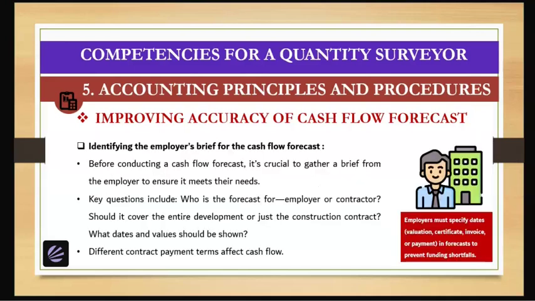Next, identifying the employer's brief for the cash flow forecast. Before conducting a cash flow forecast, it is crucial to gather a brief from the employer to ensure it meets their needs. Key questions include: who is the forecast for, employer or contractor? Should it cover the entire development or just the construction contract? What dates and values should be shown? Different contract payment terms affect cash flow. So, employers must specify dates, valuation, certificate, invoice or payment in the forecast to prevent funding shortfalls.